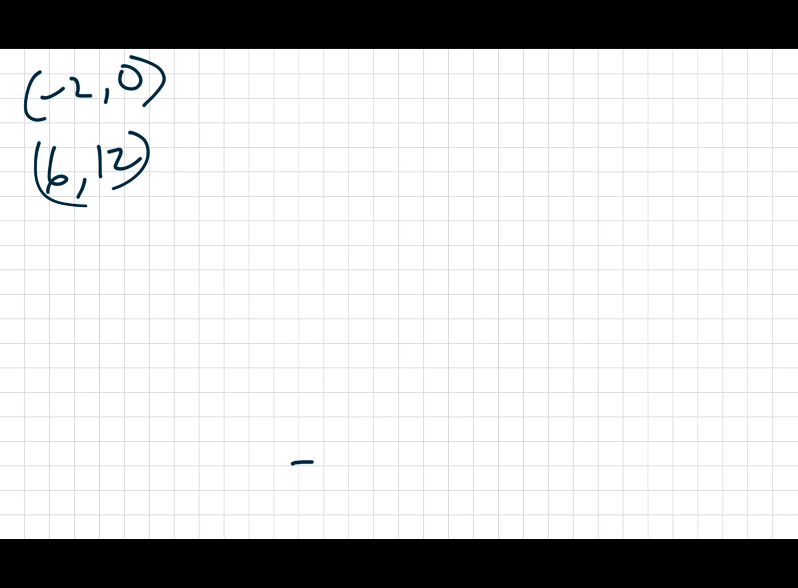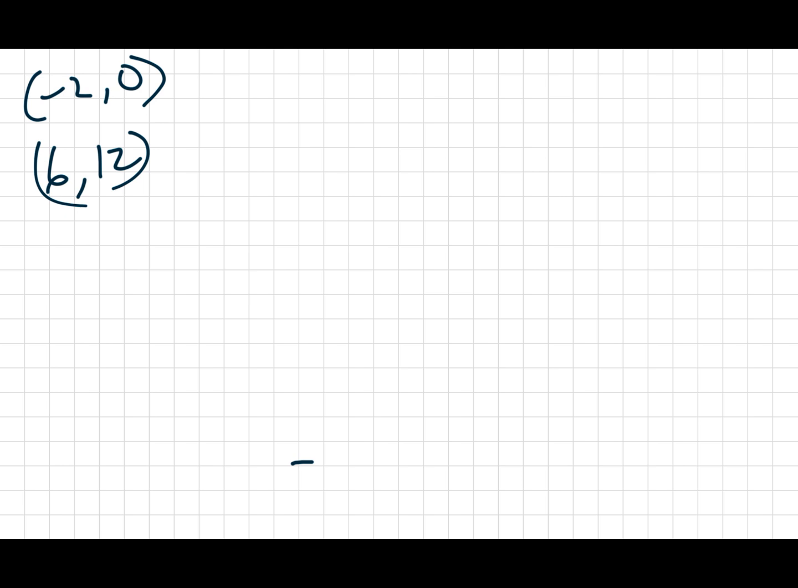If I start down at this bottom negative 2, 0 spot, I go up 3, over 2, up 3, over 2, up 3, and over 2. So that's how that part works. And you can freehand it if you do your slope like that.